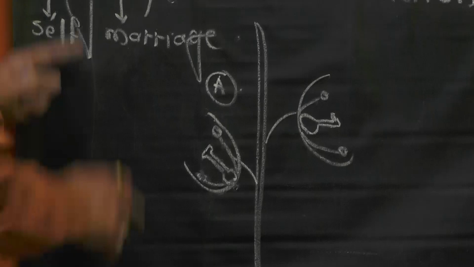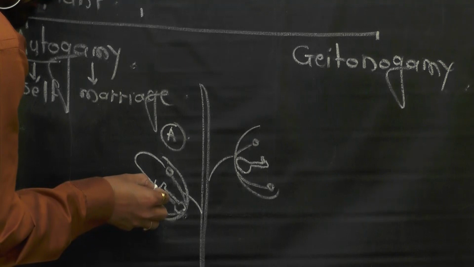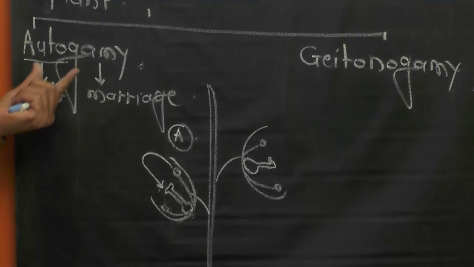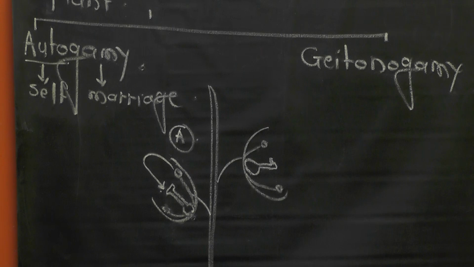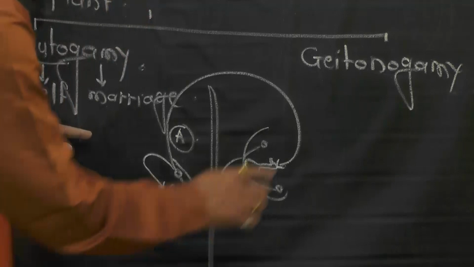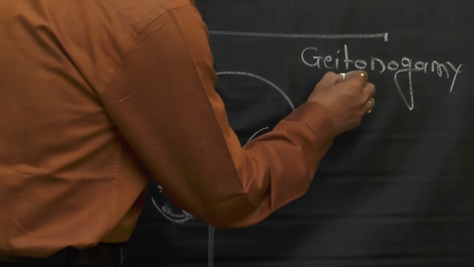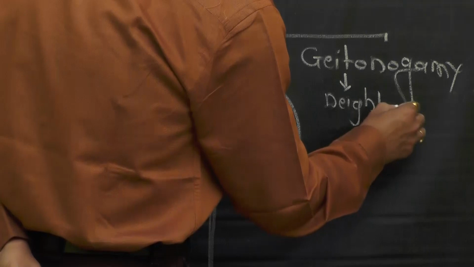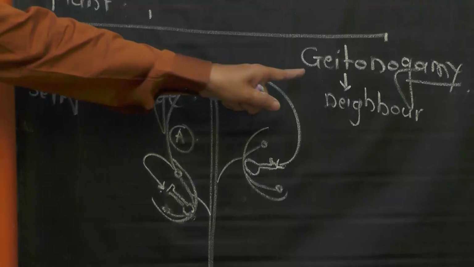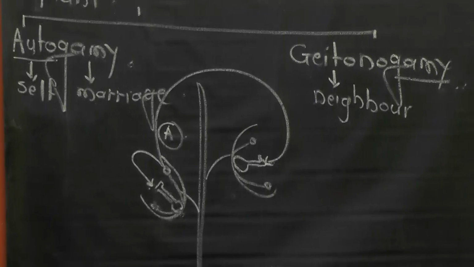Now, what is autogamy? Look, autogamy is the transfer of pollen grains from anther to the stigma of the same flower. That is autogamy. But when there is a transfer of pollen grain from anther to the stigma of another flower but on the same mother plant, it is called geitonogamy. I told you, auto stands for self, gamos stands for marriage. And here, geitonos stands for neighbor, and gamos for marriage. Geitonogamy involves two neighboring flowers, two different flowers, but of the same mother plant.